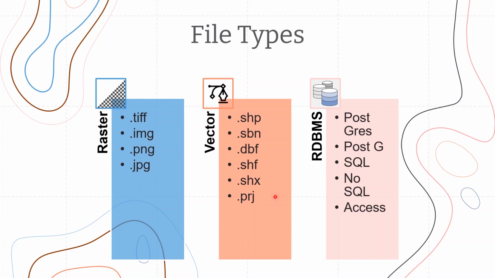Then we will learn about the RDBMS. RDBMS is basically the relational database management system. In GIS, we work with spatial data and attribute data, mostly these two data types. So RDBMS basically connects the spatial data with attribute data. In the RDBMS, we have different types like Postgres, PostGIS, SQL, NoSQL, and Access.